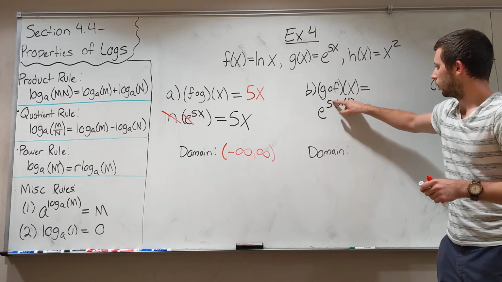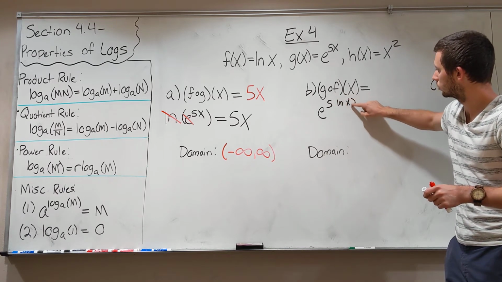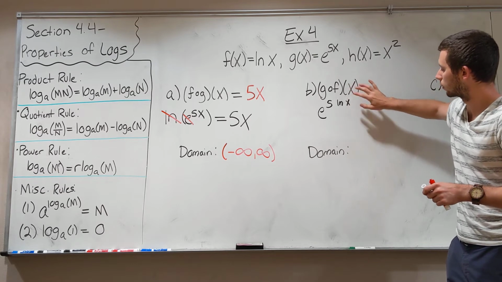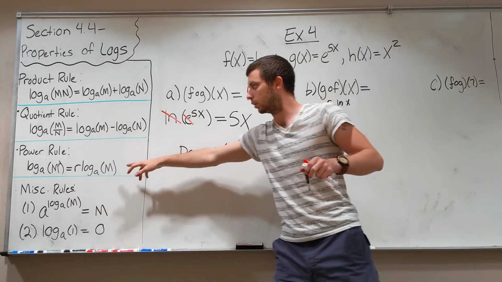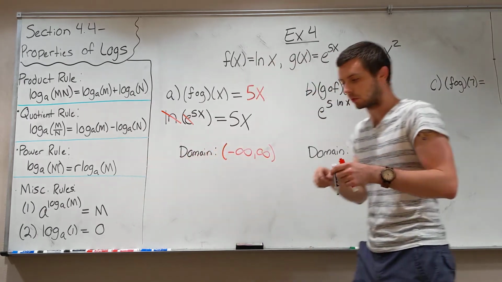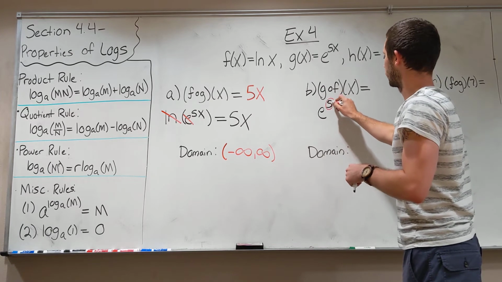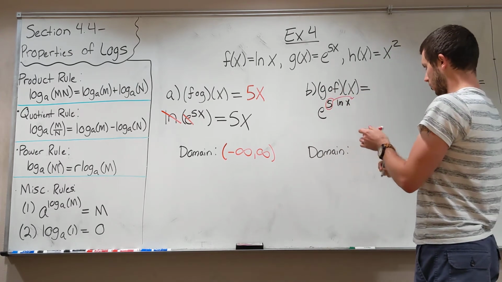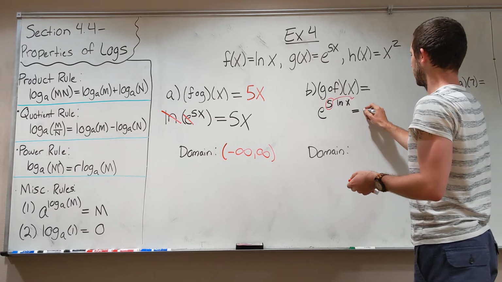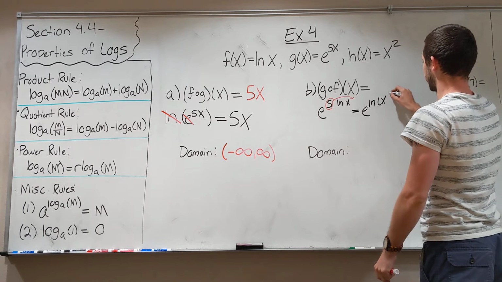Now I'm going to go ahead and remove all these parentheses to make it clear. But notice what happens. We have 5 ln of x, and guess what? That's a power rule. There's a power rule we can utilize here. In particular, we can move that 5 as an exponent of the x here. And what we get is e raised to the ln of x to the 5th.